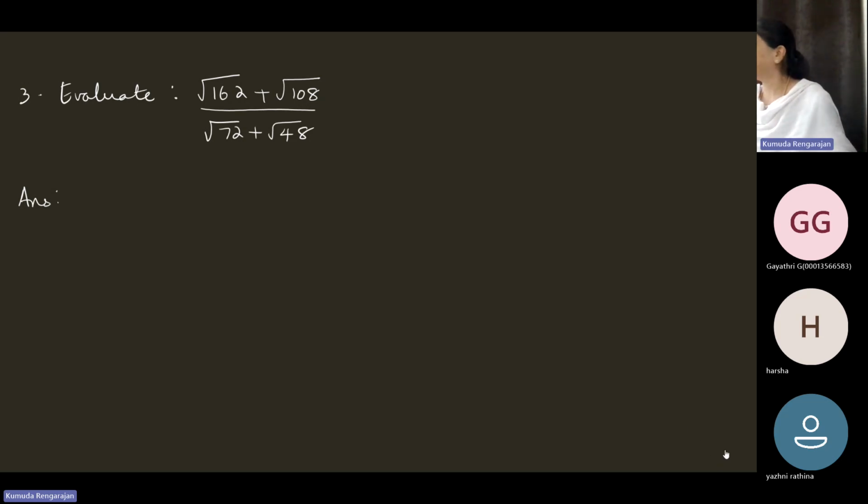Yeah, root 3 divided by 2. Close yet wrong.